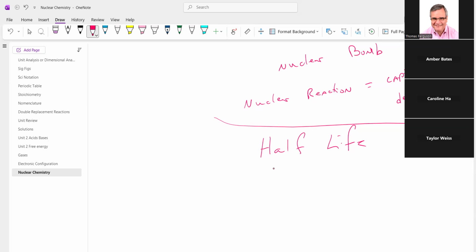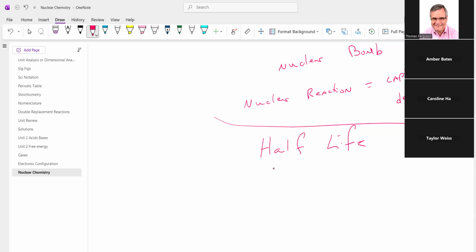So the less time it takes for that mass to go down, the more unstable it is, because it wants to become more stable by getting rid of stuff. That could be beta decay, beta radiation, gamma radiation, alpha, any of those decay modes will give you a half-life scenario.